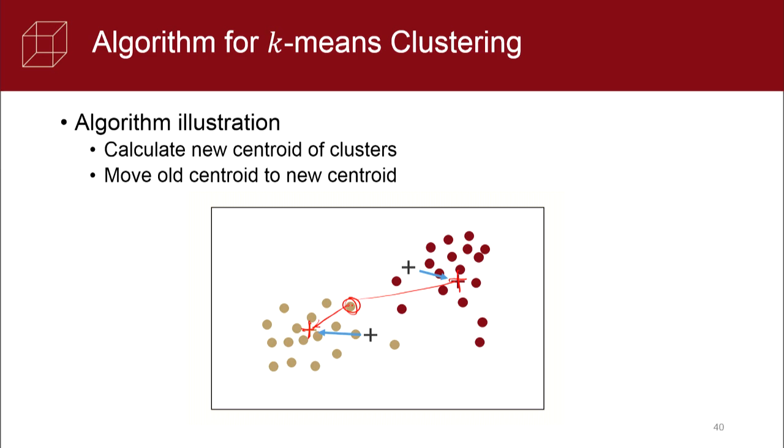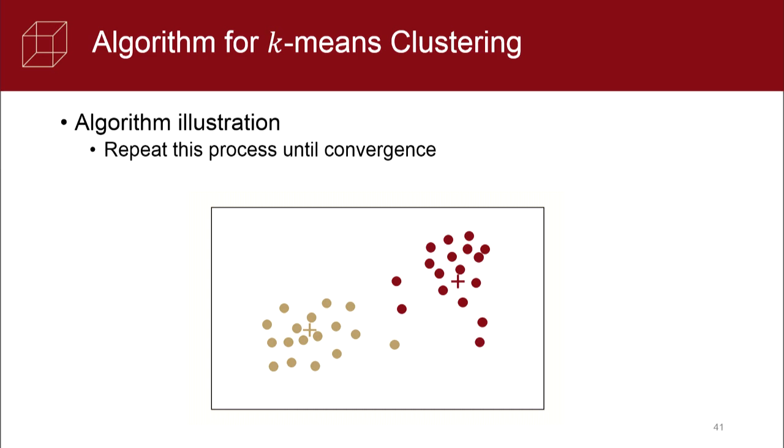You can keep doing it, and eventually there are no more changes. There is no more change of the cluster membership. We finally get to the point where no data point changes its assignment, or no point moves from one cluster to another cluster. Then the k-means clustering algorithm finishes.